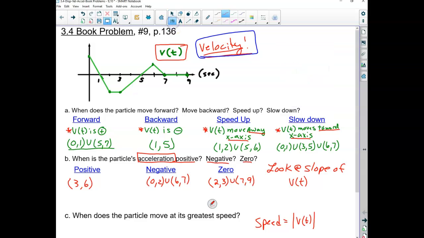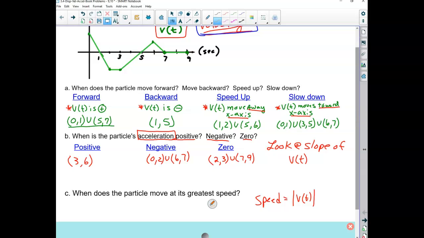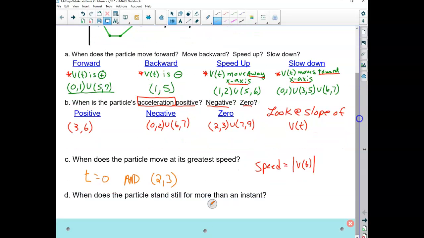Let's go. I'm going to go orange on this one. So my particle moves at its greatest speed at the time t equals 0, and on the interval from 2 to 3. It's got the cruise control set on flat ground. It's just humming right along.